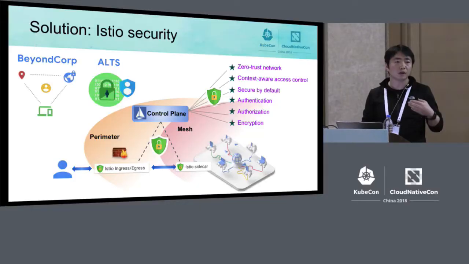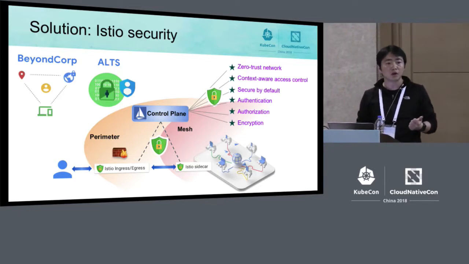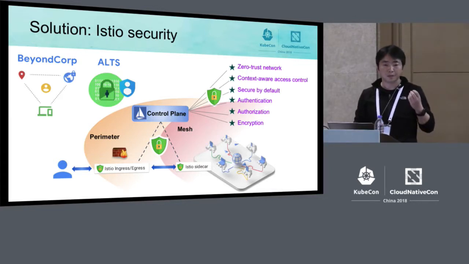Instead, BeyondCorp enforces security based on identities, connection state, request attributes, and a comprehensive list of context information. Application Layer Transport Security issues an identity to every workload in the service mesh, encrypts the traffic between two workloads, and also authenticates the requests.